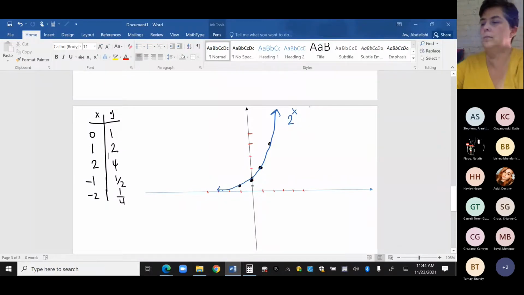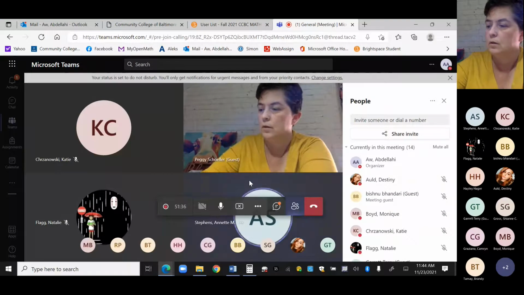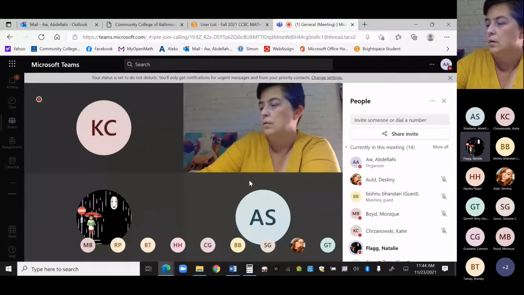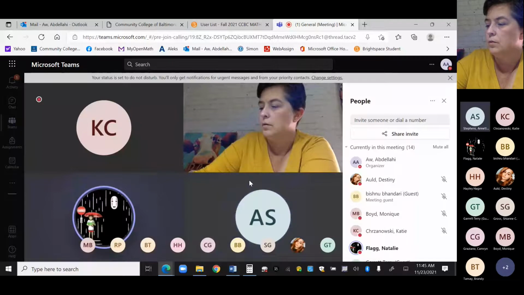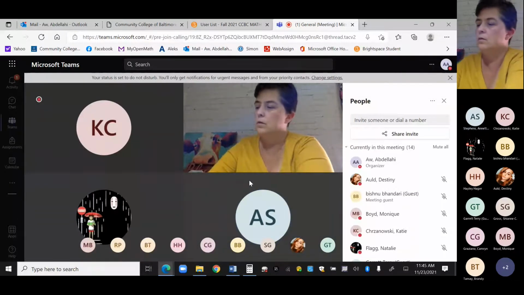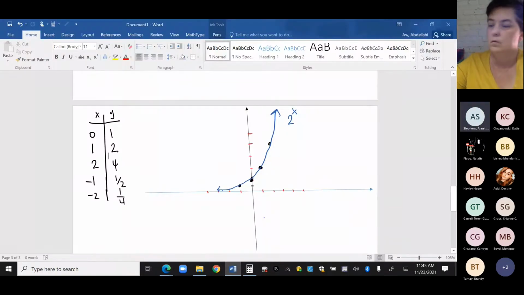Now, from what we learned before, what is the domain of this graph right here? Before you answer, you have to keep in mind you have arrows all over, right? At the end of the graph, you have arrows. So what is the domain? From what x to what x? What do you think? Negative to positive infinity. Exactly. Thank you very much. Because of the arrows, my graph starts from negative infinity and goes all the way to positive infinity. All right, everybody? So the domain for exponential functions is always negative infinity to positive infinity.